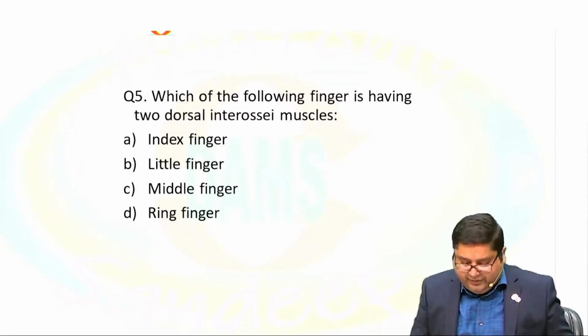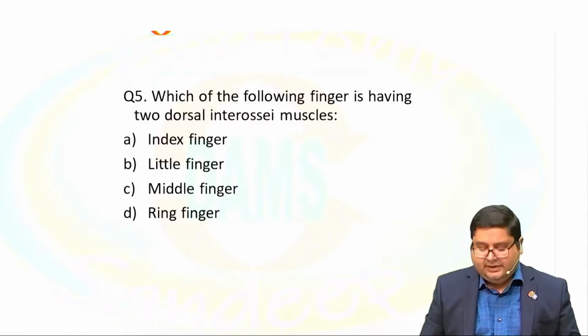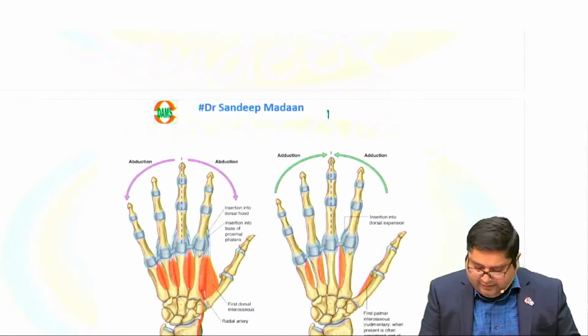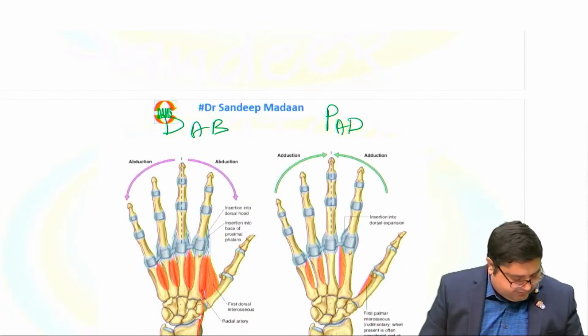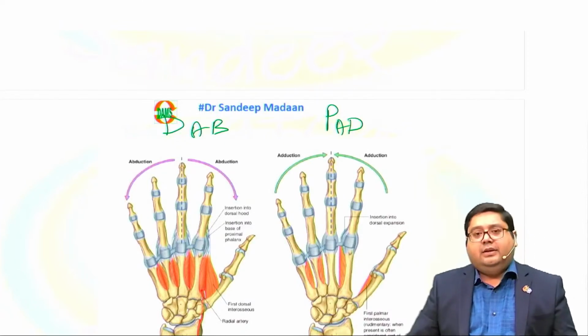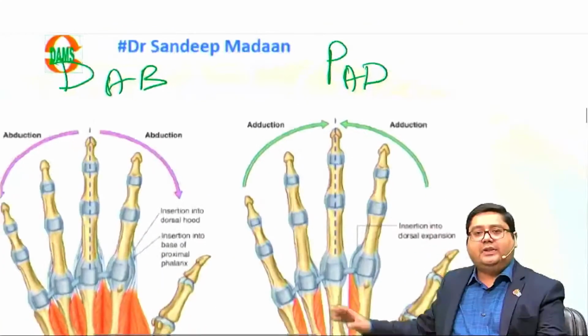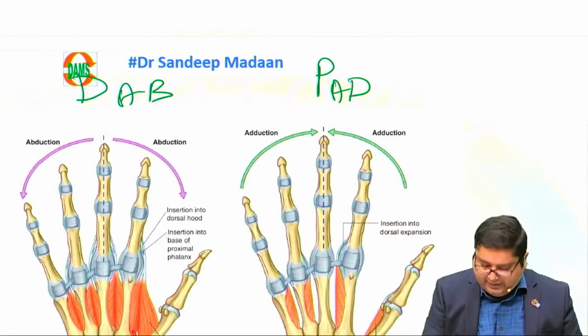Which of the following fingers has two dorsal interossei? What is your answer? Let me describe these muscles' actions. We have palmar interossei, PAD, and dorsal interossei, DAB. Palmar does the adduction, dorsal does the abduction. Look at this part. What is adduction? Coming towards the axis.